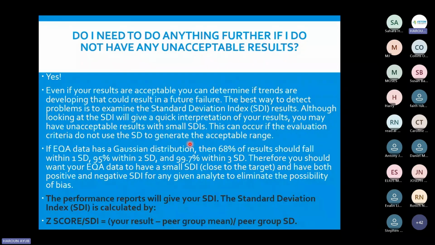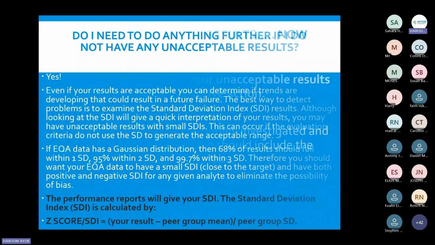So it is the same thing we usually do in LJs for QC; it is the same kind of distribution you need to see in your EQA. Performance reports will give you the SDI, and we said the SDI or Z-score is your result minus the peer group mean, divided by the SD. Small x is you, big X is the mean, over the peer group SD.